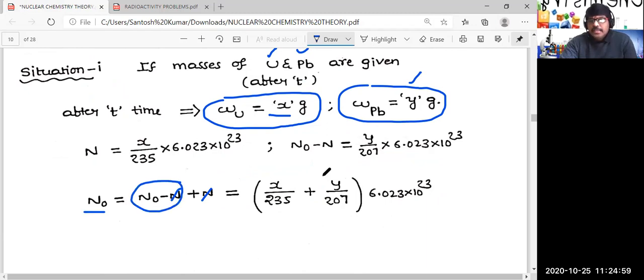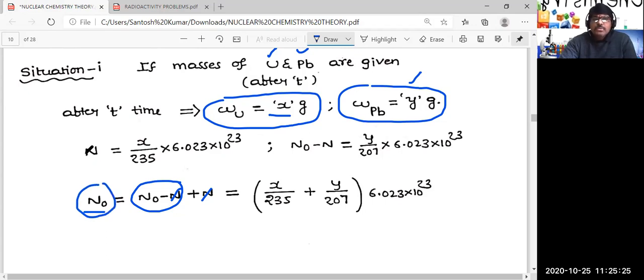N naught minus N is Y by 207 into Avogadro number, plus N is X by 235 into Avogadro number, and Avogadro number is common, and of course the equation will be like this: N naught will be X by 235 plus Y by 207 into Avogadro number. So now I have the data like N naught and N.